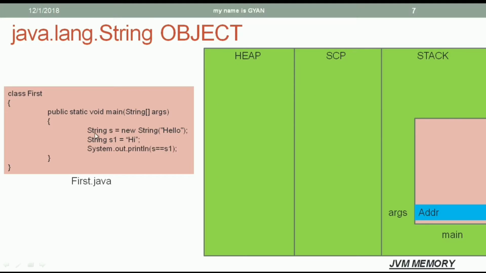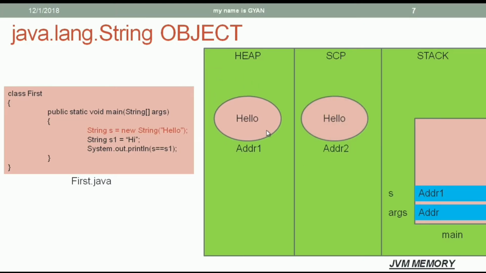In this case again we are creating a new string object containing the string constant hello. So the string object will be created in the heap, and for this string literal a new string object will be created in SCP. The reference of the object which has been created in the heap will be stored into the reference variable s. But in the second statement we are not creating a string object by using the new operator.